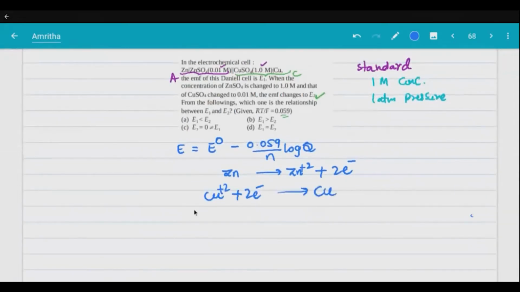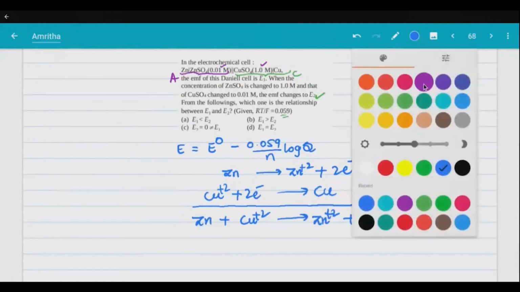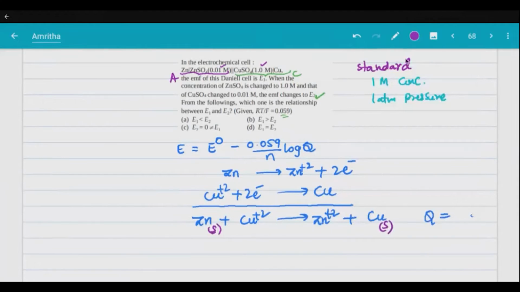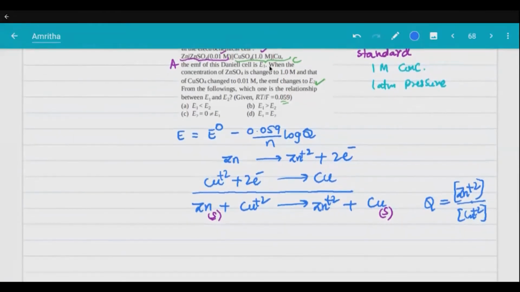This is reduction, and the overall reaction will be Zn plus Cu+2 gives Zn+2 plus Cu. So for our reaction quotient, Zn is solid, copper is solid. So we can take Q as Zn+2 by Cu+2. Only aqueous solutions and gases must be taken while writing the reaction quotient. So we'll write E1 here. In E1, copper sulfate on the right side means look at Q: denominator is 1, but numerator is 10 power minus 2. That is E1. So let us try this.